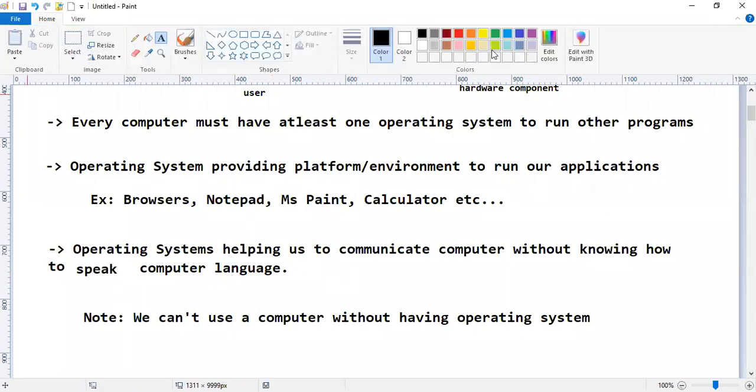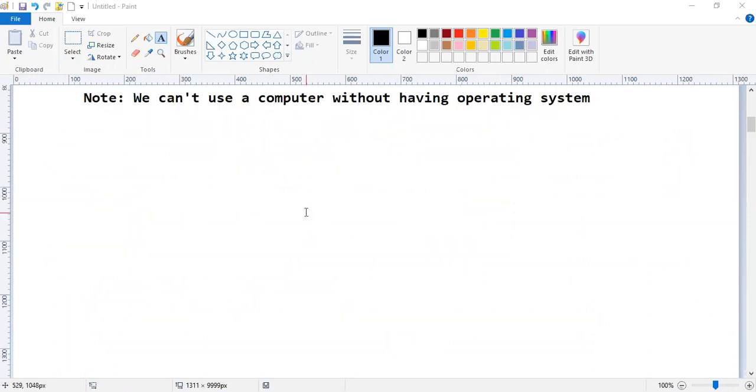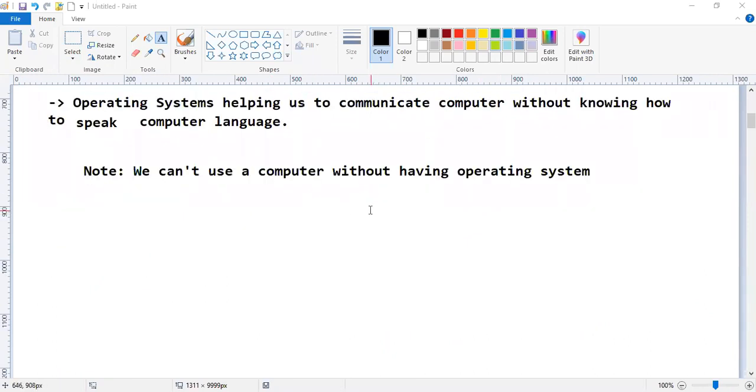Now guys, tell me, can I use a computer without having operating system? Come on. Can I use a computer without having operating system? No, we can't use a computer without having operating system. At least one operating system is mandatory if you want to use the computer.